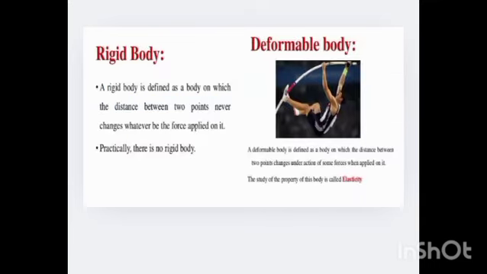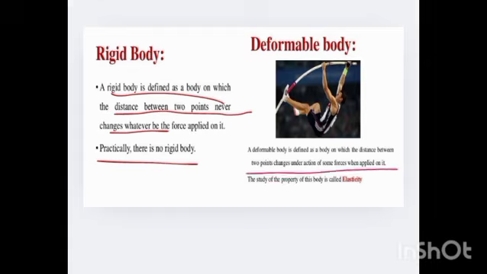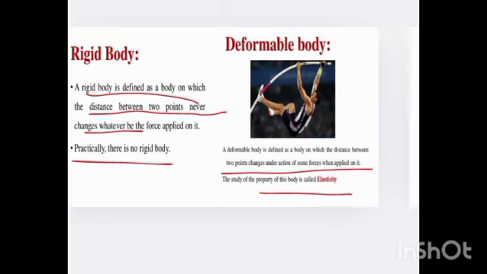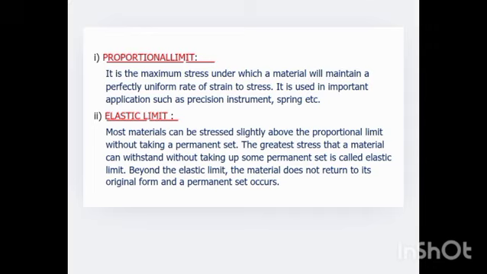Then rigid body. A rigid body is defined as a body where the distance between 2 points never changes whatever the force applied. So, practically there is no rigid body. Then deformable body. This deformable body is the opposite of a rigid body. So, when we apply stress to this body, the distance between 2 points changes. The study of properties of this deformable body is called elasticity.